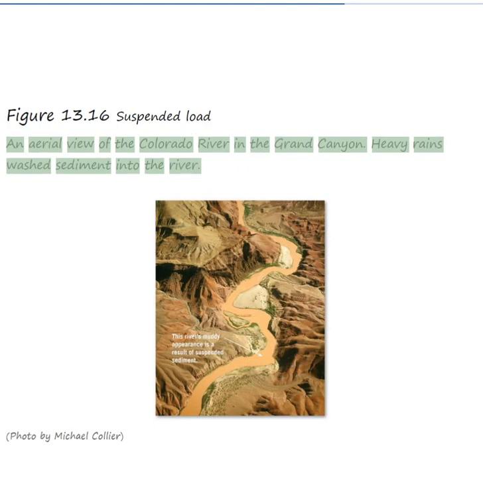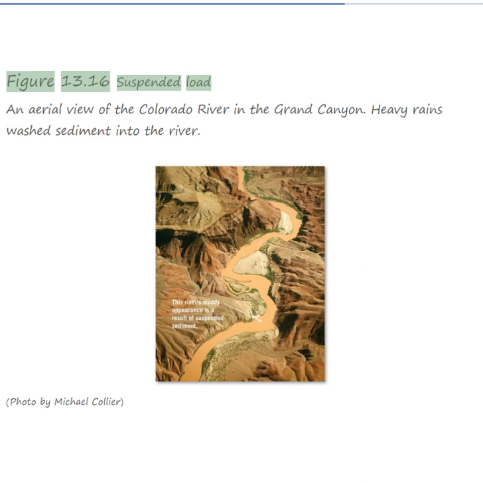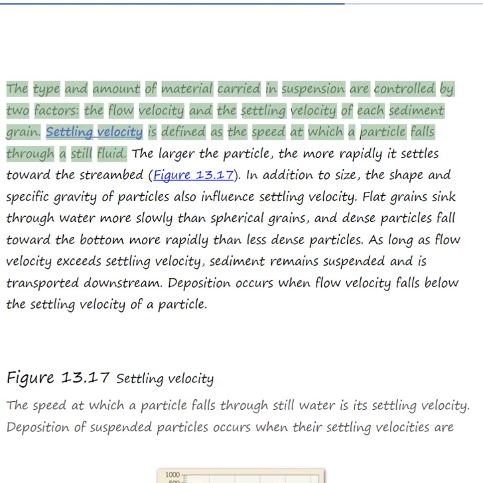An aerial view of the Colorado River in the Grand Canyon. Heavy rains washed sediment into the river. Figure 13.16 Suspended load. The type and amount of material carried in suspension are controlled by two factors: the flow velocity and the settling velocity of each sediment grain.